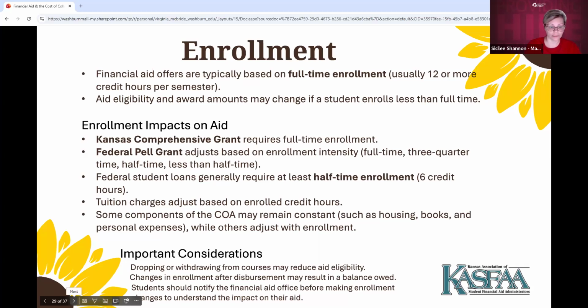Some additional important considerations are that dropping or withdrawing from courses may reduce a student's aid eligibility. Changes in enrollment after disbursement may result in a balance owed. Students should notify the financial aid office before making enrollment changes to understand the impact that it could have on their financial aid.